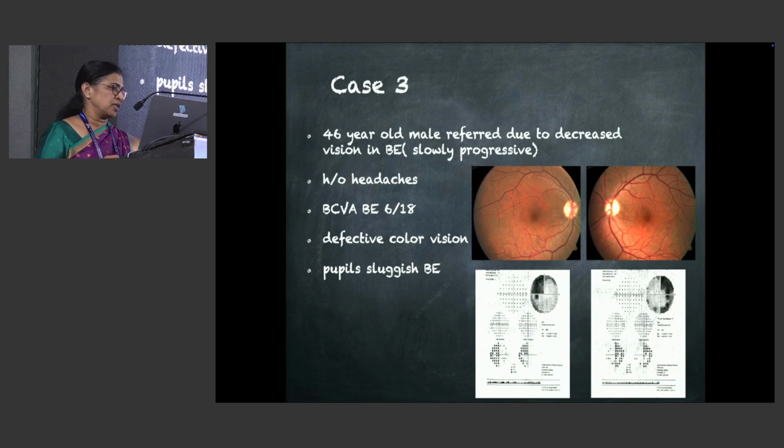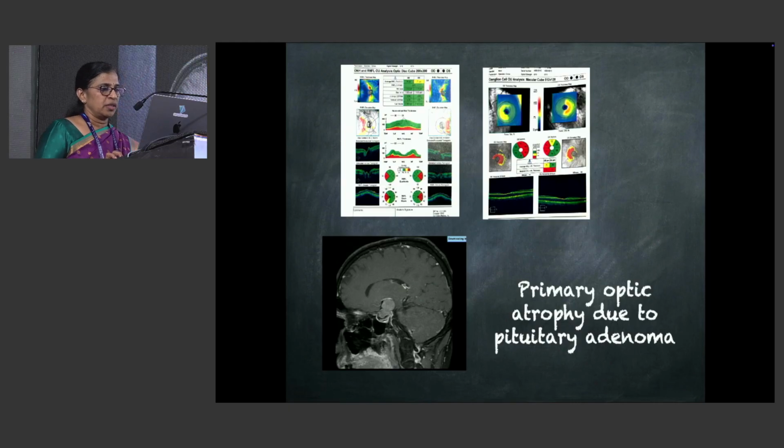Here, the 46-year-old male referred due to decreased vision in both eyes, and there was associated headache, and visual acuity was 6/18 in both eyes. Fundus examination showed pale disc on both sides, and field showed bitemporal hemianopia, and imaging showed there is pituitary macroadenoma compressing on the chiasm.